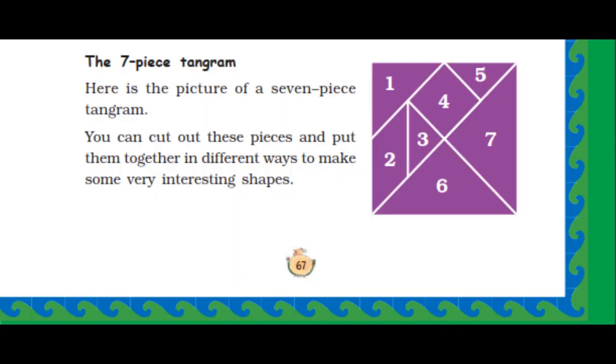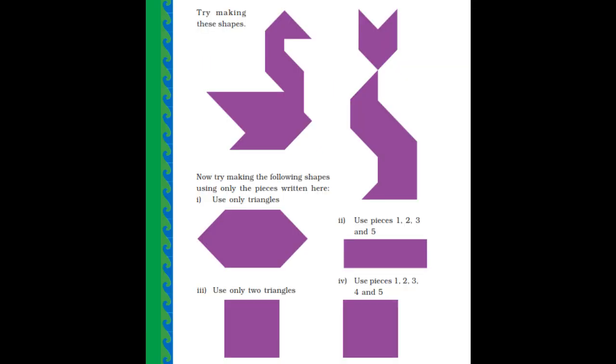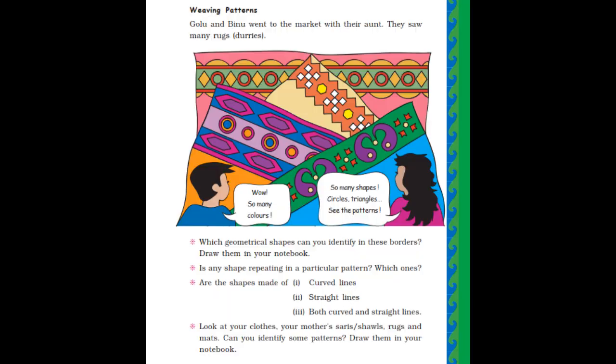The 7-piece Tangram. Now here is the picture of a 7-piece Tangram. You can cut out these pieces and put them together in different ways to make some very interesting shapes. Now the shapes are given at the back. Now you have to make these shapes as per the instructions. Use the piece numbers given.